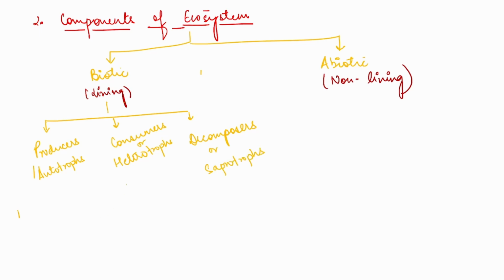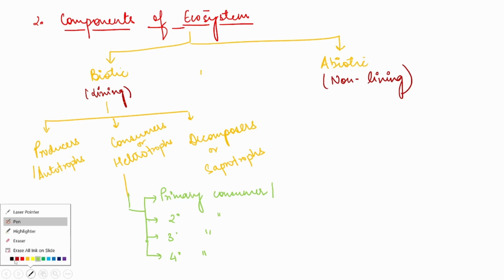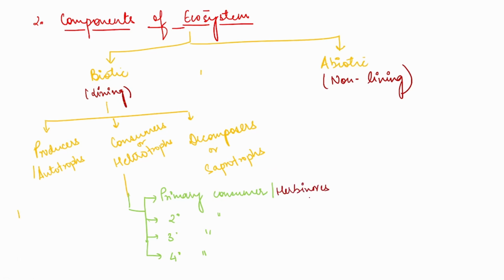This consumer, if we divide, can be divided into primary consumer, secondary consumer, tertiary consumer, and quaternary consumer. Primary consumers we can also term as herbivores.